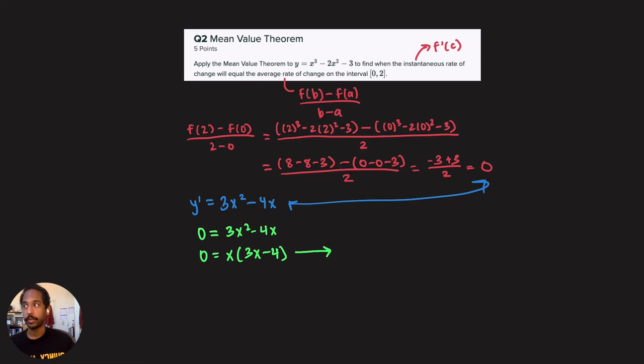By the zero product property, I know that x has to equal 0, or 3x minus 4 has to equal 0, because both these things multiply to make 0. One of them has to be 0. We already have one of them. I'm going to add 4 to both sides, divide by 3, so I get x equals 4 over 3. And so, by the mean value theorem, we see that the two locations on this interval from 0 to 2 where this is true are 0 and 4 over 3.